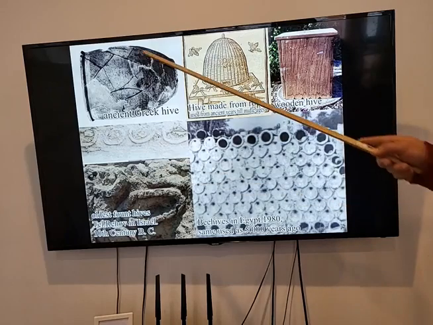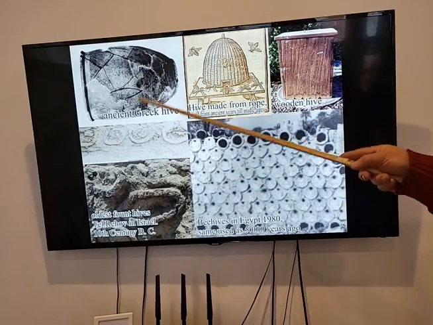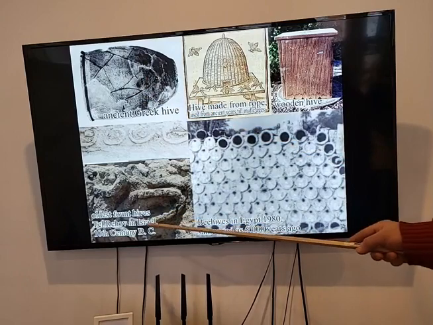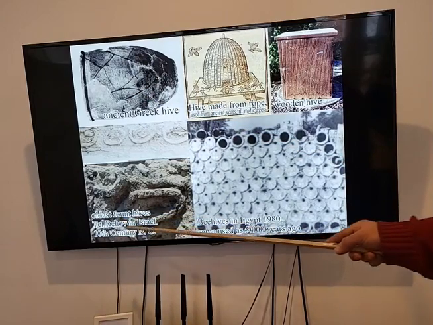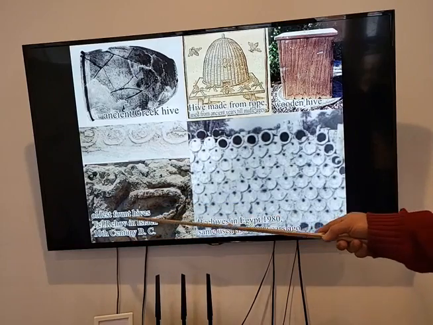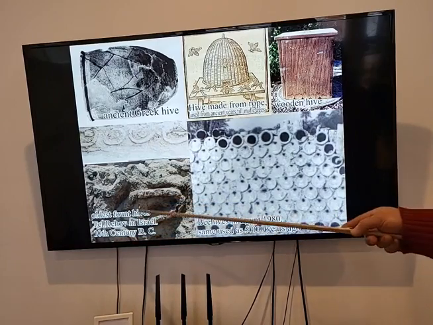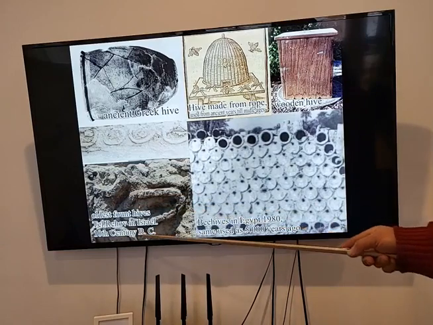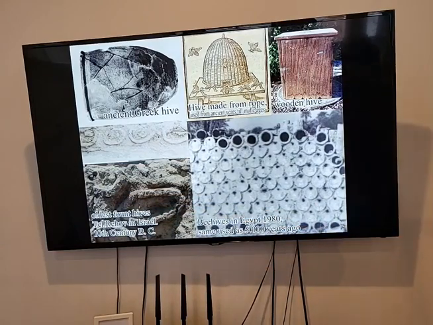This is an ancient Greek beehive. These are the oldest found hives, Tel Rehov in Israel, 10th century before Christ. The stone ones here are very old beehives. Wow. So this is a hive made from rope, and this is a hive made from wood. And these are beehives in Egypt, about 1980.